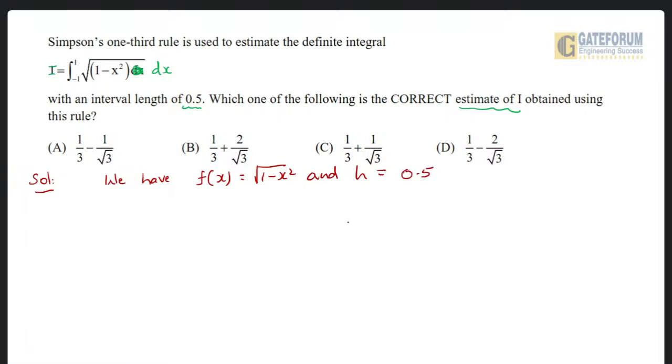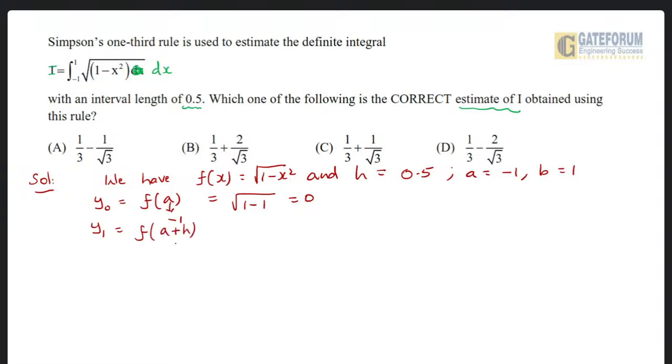Now, we have to calculate the ordinate values y0, y1, y2, etc. y0 means the function value at a. That is, the lower limit is usually denoted by a, the upper limit denoted by b. So y0 means the function value at a. What is the a value? Minus 1. So that means we have to calculate f of minus 1. Root over 1 minus, putting x is equal to minus 1, minus 1 squared is plus 1, which gives 0.